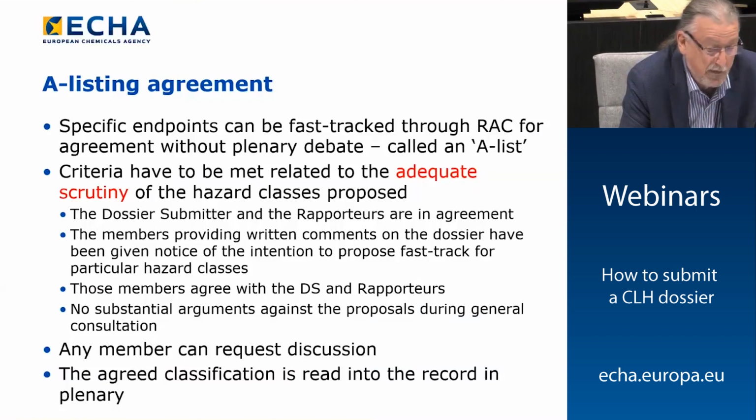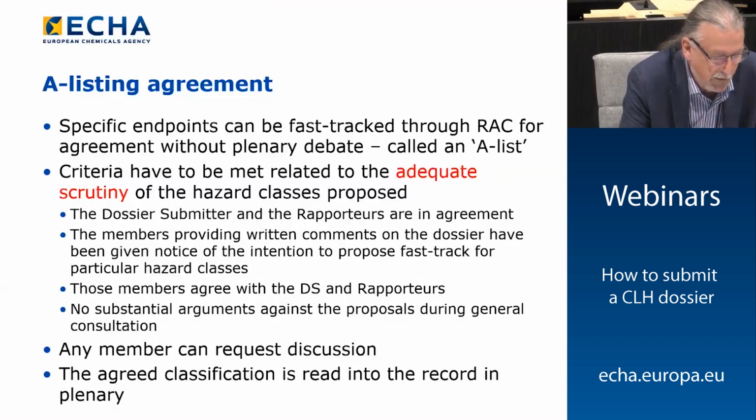So the dossier submitter and the rapporteurs basically have to be in alignment as to the hazard class, and the members providing written comments on the dossier need to be given notice of the intention to propose fast track, and they then need to agree to it. So when you've got all those three parties, dossier submitter, rapporteurs, commenting members in line, then you can put something on an A list without plenary debate.